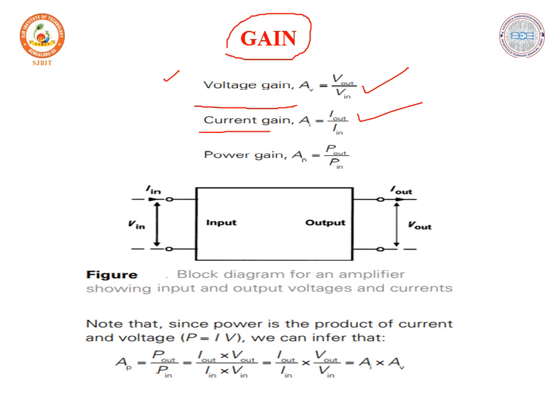Since power is the product of current and voltage, P is equal to V into I, so we can write the power gain AP is Pout by Pin. Pout is Iout into Vout, and Pin is Iin into Vin, so we can write Iout by Iin into Vout by Vin, so that AP, the power gain, is equal to current gain into voltage gain.